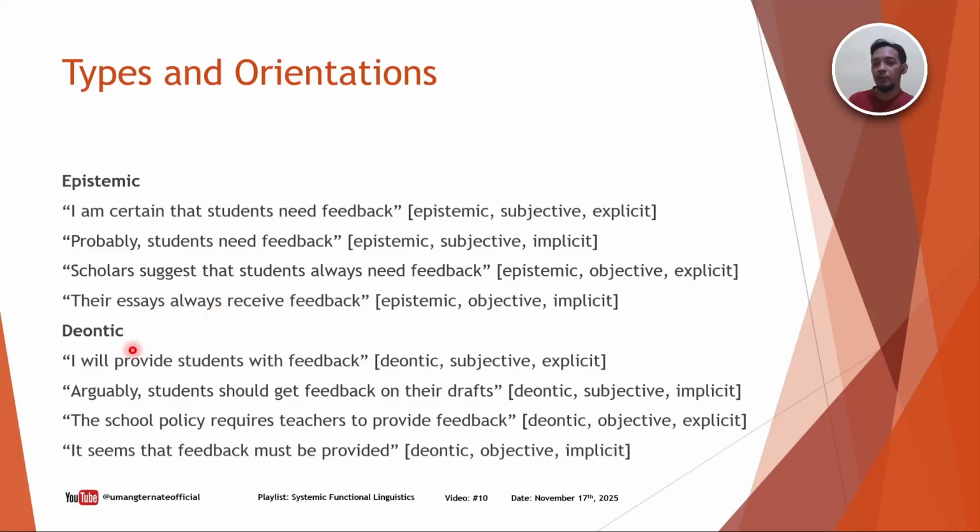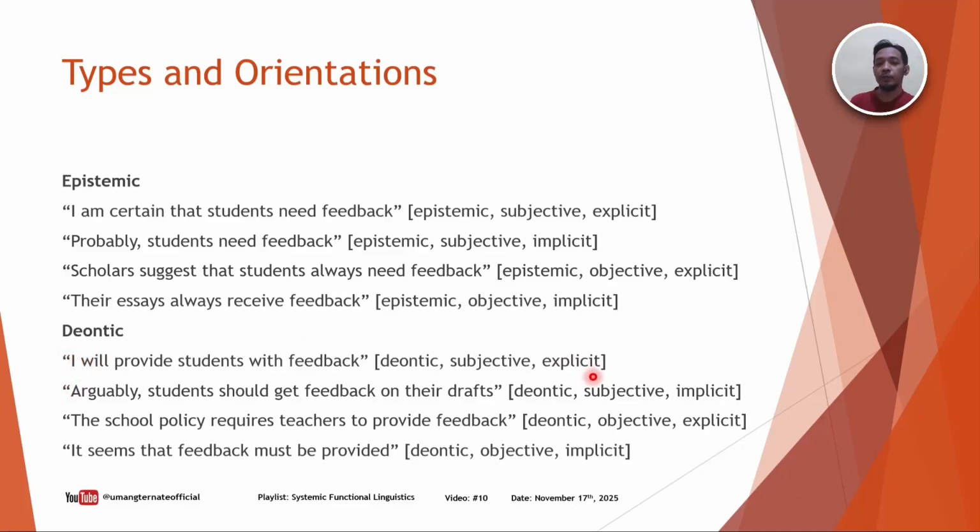And then the deontic modality. Examples for deontic modality are here. We have deontic subjective explicit, like this. "I will provide students with feedback." This is deontic because this is about what I will do, and the commodity being exchanged here is goods and services. It is subjective, "I," and explicit. The source of the modality is clearly stated, "I."